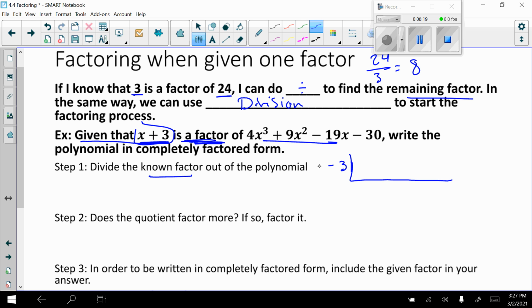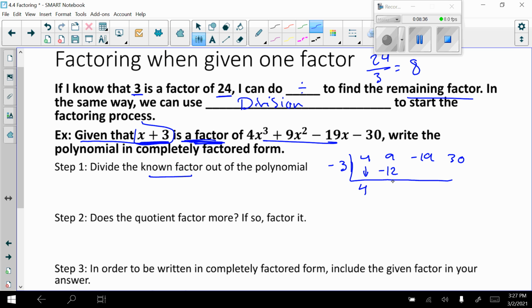Okay. I have my coefficients right here. I'm not missing any terms. So it's 4, 9, -19, and 30. All right, so here we go. Let's do some division. Drop the 4. -3 times 4 is -12.